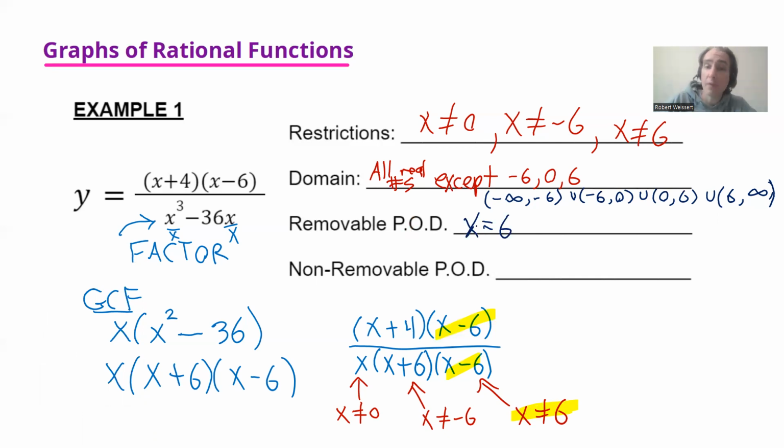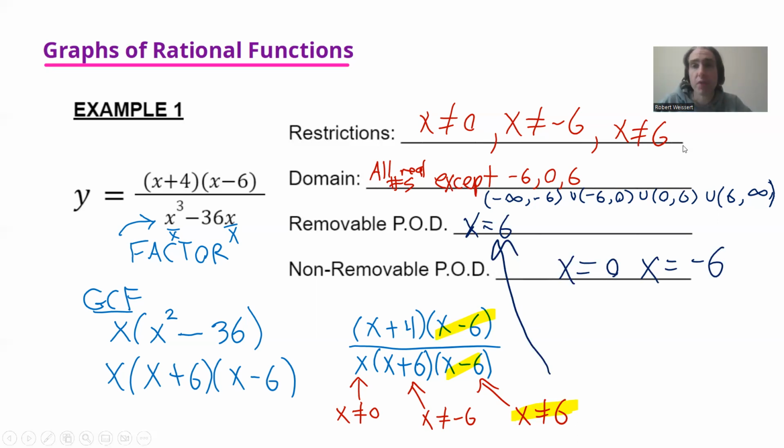So that means the leftover ones are going to be those two, x equals 0 and x equals -6. Those are my non-removable ones because I did not cancel them out. They didn't factor and cancel. And that's how you interpret all those points of discontinuity, restrictions, and domain. Let's go on to example 2.